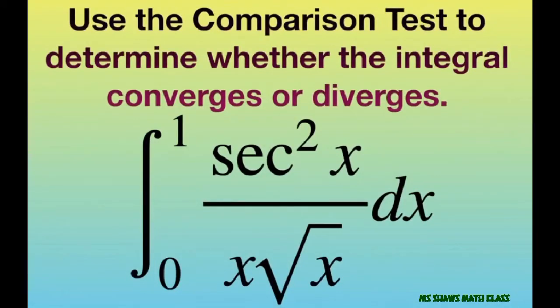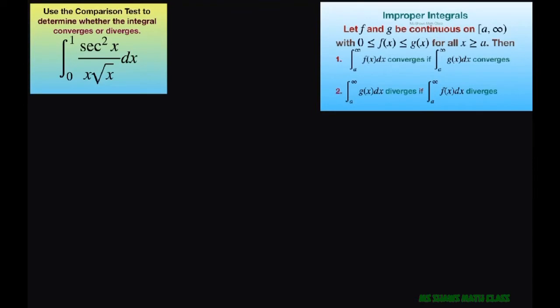Everyone, we're going to use the comparison test to determine whether the integral converges or diverges. We have the integral from 0 to 1 of secant squared of x divided by x times square root of x dx. Now, we have an infinite discontinuity at an endpoint of 0 here. This goes to 1, sorry.